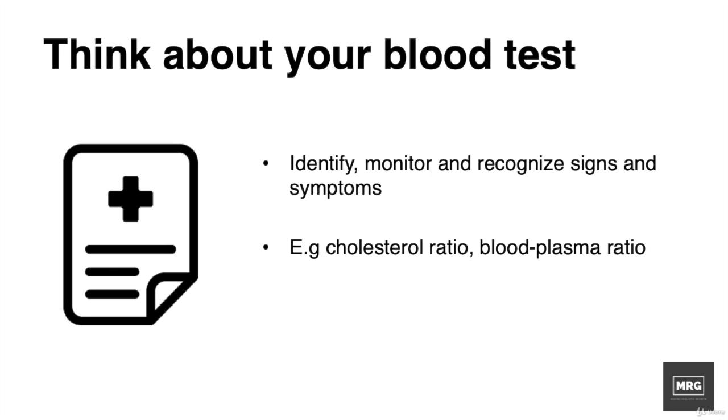But before we proceed further, here's an example. Think about a blood test that you will do or have done. Blood tests are typically done to identify, monitor, and recognize certain signs and symptoms from your body. For example, cholesterol ratio, blood plasma ratio. These different ratios will give you an indication of how healthy or unhealthy you are. So financial ratios work similarly. They give you a perspective of how healthy or unhealthy the company is, and they give you a good evaluation to make good investment decisions.